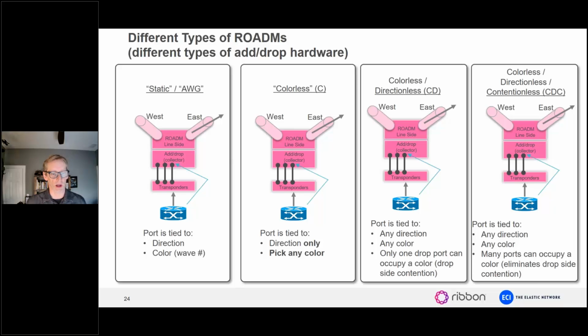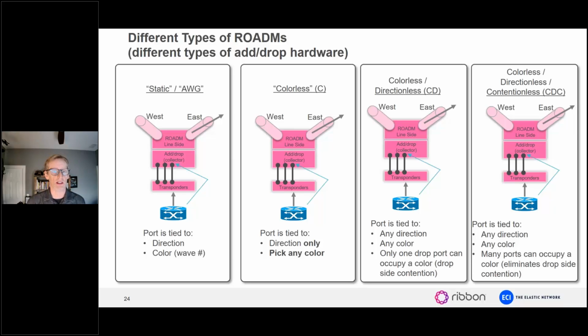And again, I've got my router connected with a gray optic to the client side of a transponder. Then on the line system side of the transponder, I've got three little lines there. And now those ports, they're tied to a direction, say east, but I can pick any color for those 3 ports that I want to pick. I can call them wavelength 1, wavelength 2, wavelength 3. The color is no longer bound to the port, so it's more software friendly, more flexible.